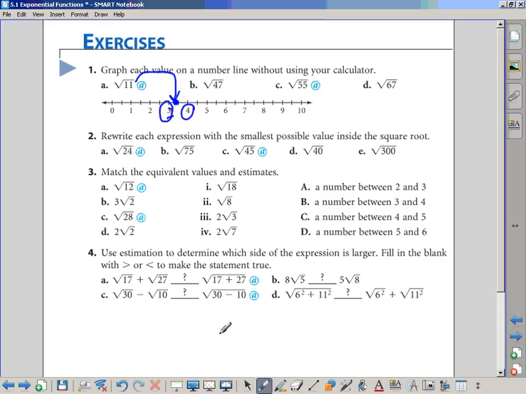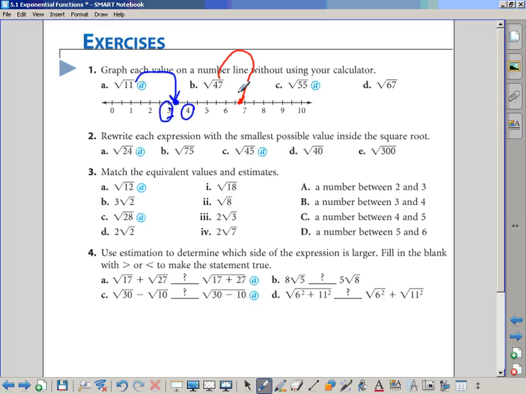B, the square root of 47. Let's do that one in red. The square root of 47 is going to be pretty close to 7 because the square root of 49 is 7. So the square root of 47 will be somewhere right before you get to 7. 7 squared is 49, so something a little bit less than 7 squared will be 47.